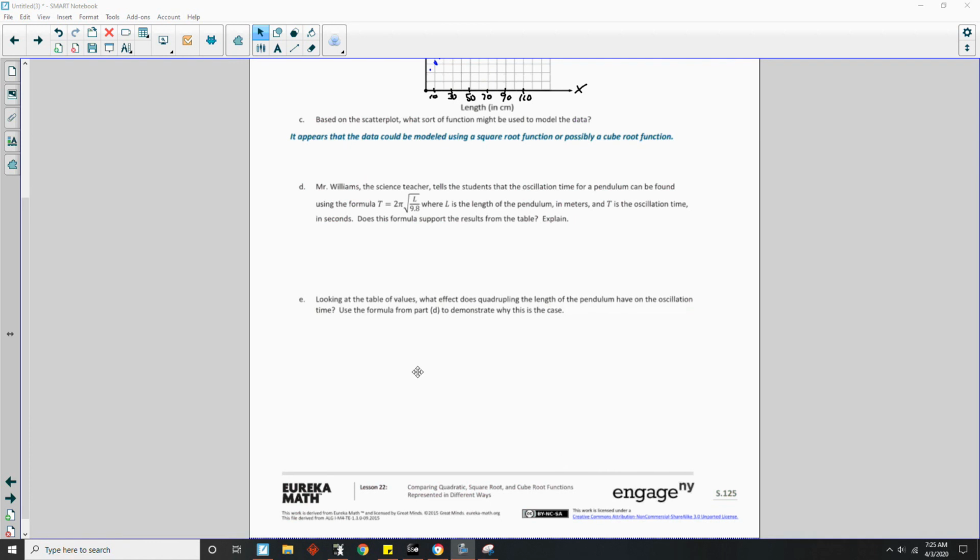Okay, part D. Mr. Williams, the science teacher, tells the students that the oscillation time for a pendulum can be found using the formula T equals 2 pi times the square root of L over 9.8, where L is the length of the pendulum in meters and T is the oscillation time in seconds. Does this formula support the results from the table? Explain.